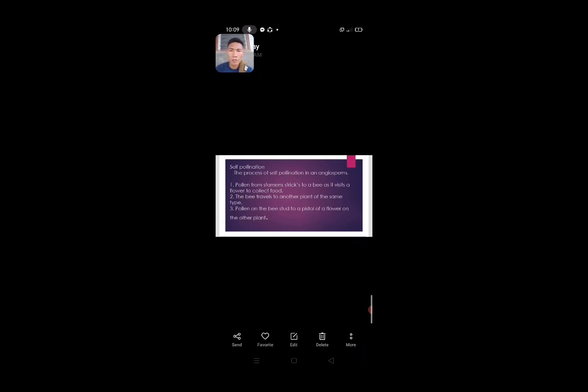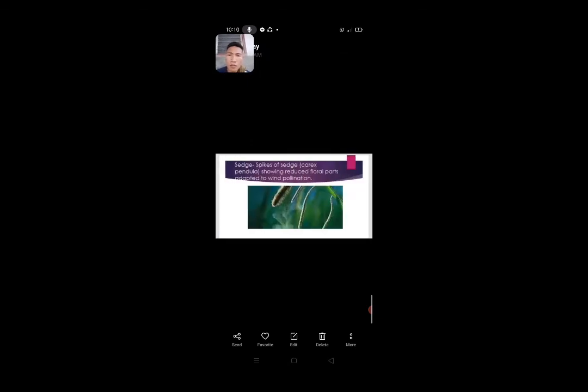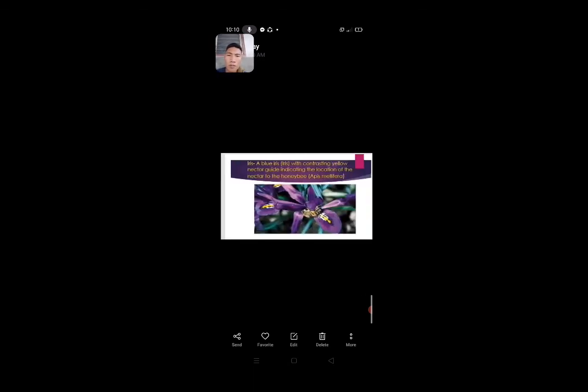Self-pollination, the process of pollination in an angiosperm. 1. Pollen from stamens sticks to a bee as it visits a flower to collect food. 2. The bee travels to another plant of the same type. 3. Pollen on the bee sticks to a pistil of a flower on another plant. Seeds. Spike of seeds, Carex pendula, showing reduced floral parts adapted to wind pollination.